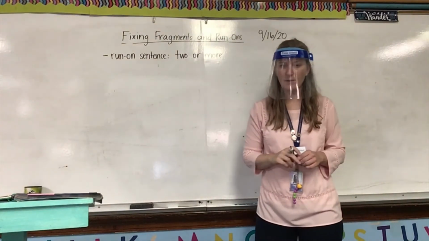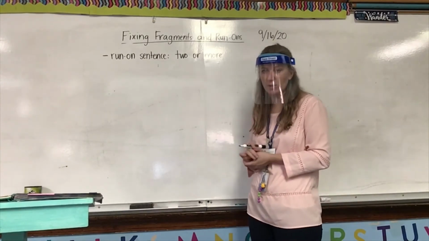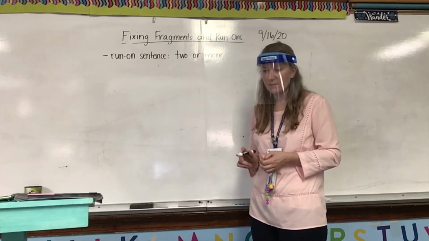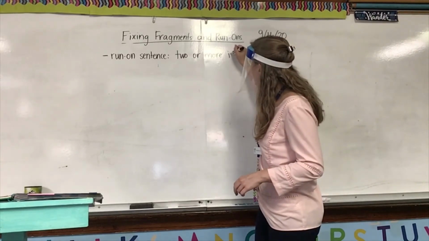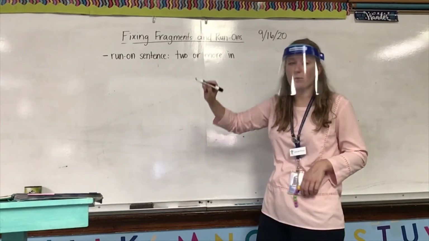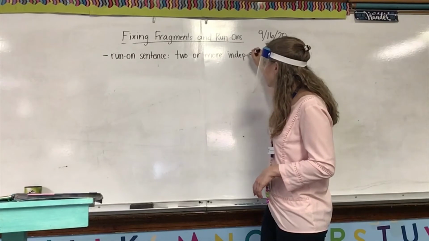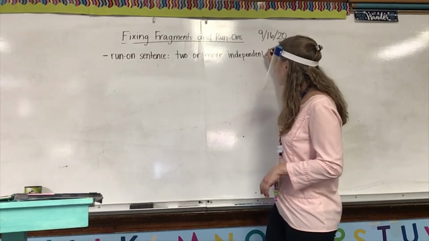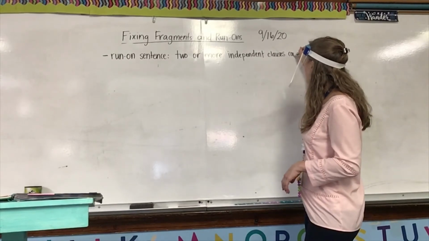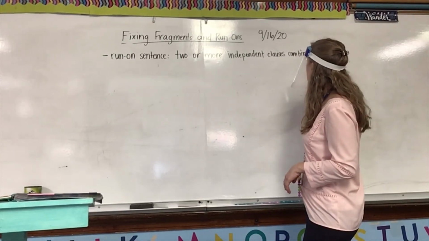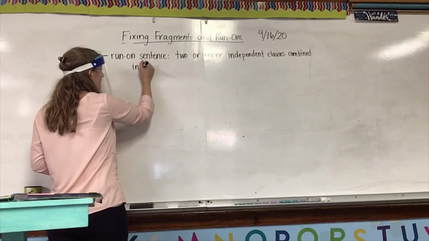Zari, can you help her out? A run-on sentence is a sentence with 2 or more what? A run-on sentence is a sentence with 2 or more independent clauses that are combined incorrectly. Good. So a run-on sentence is a sentence with 2 or more independent clauses combined incorrectly.